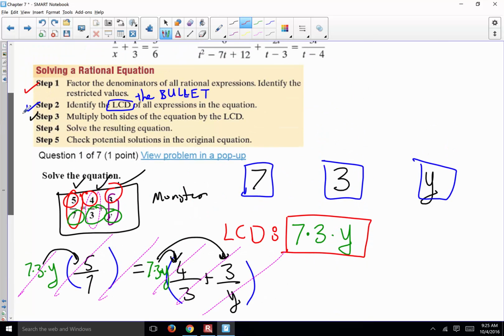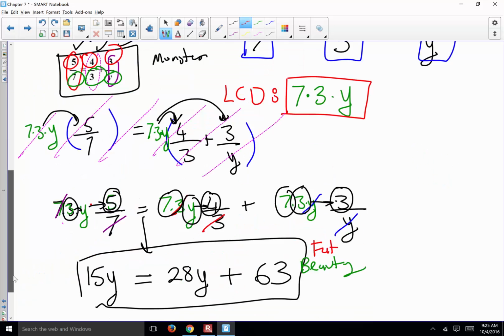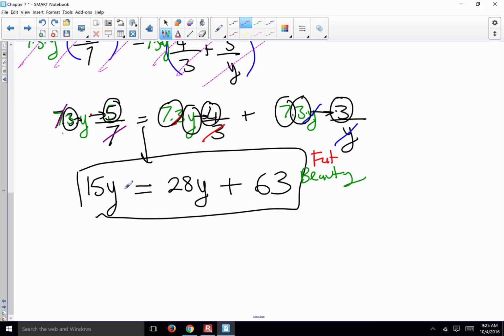Okay? So step 3 is over. We multiplied both sides with the bullet. And the monster's dead. At this stage, you should not have any denominators. If you have a denominator like this, that means you did something wrong. Go back to steps 2 and 3 and do it again. All denominators must be wiped off.